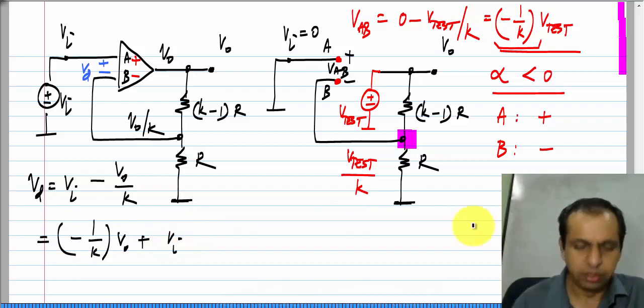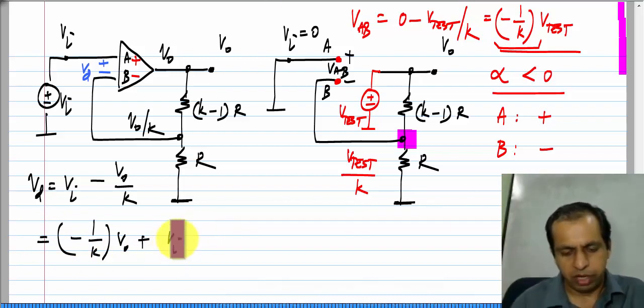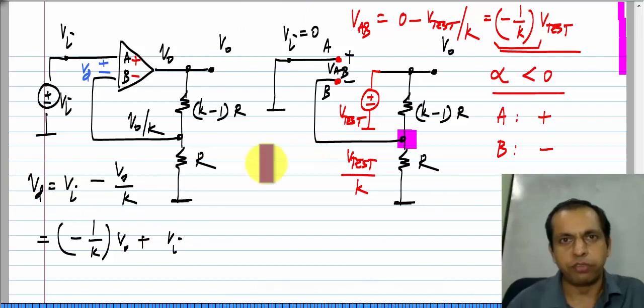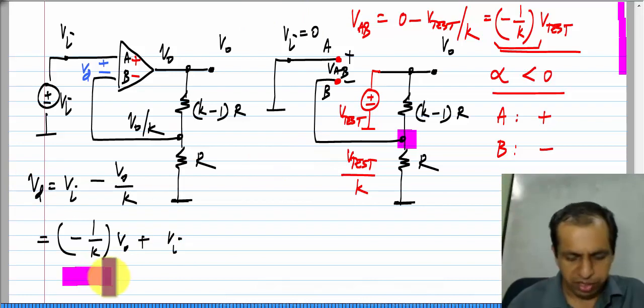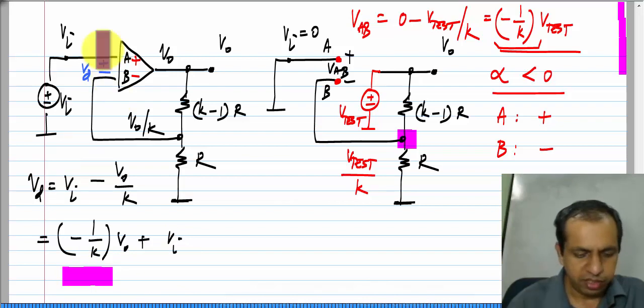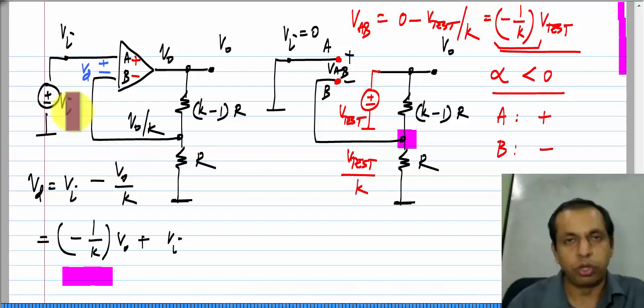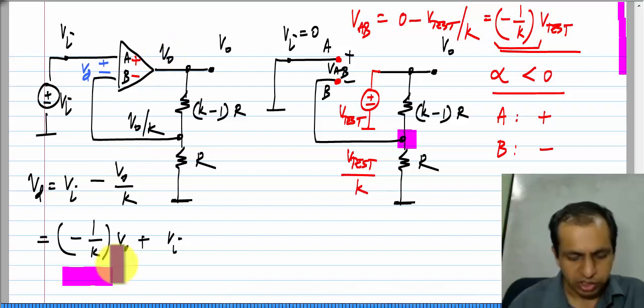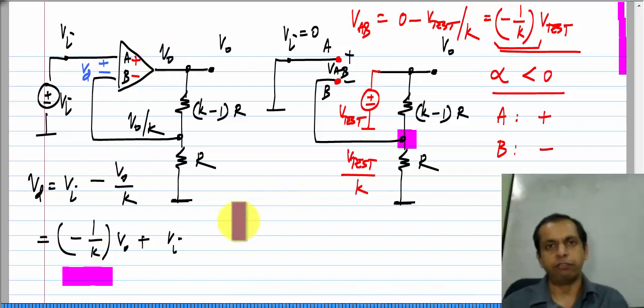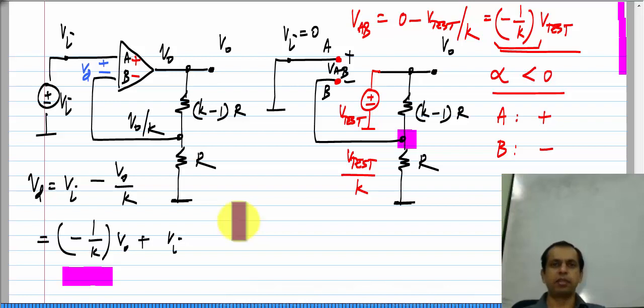or basically minus 1 by K times V naught plus V I. Now, the part of V I that comes to V D is not relevant for analyzing whether the op amp is in negative feedback. This part is, you can see that the difference input of the op amp receives a negative multiple of its own output. Okay. So, this means that the op amp is in negative feedback. Okay. So, this shows that our algorithm works properly.